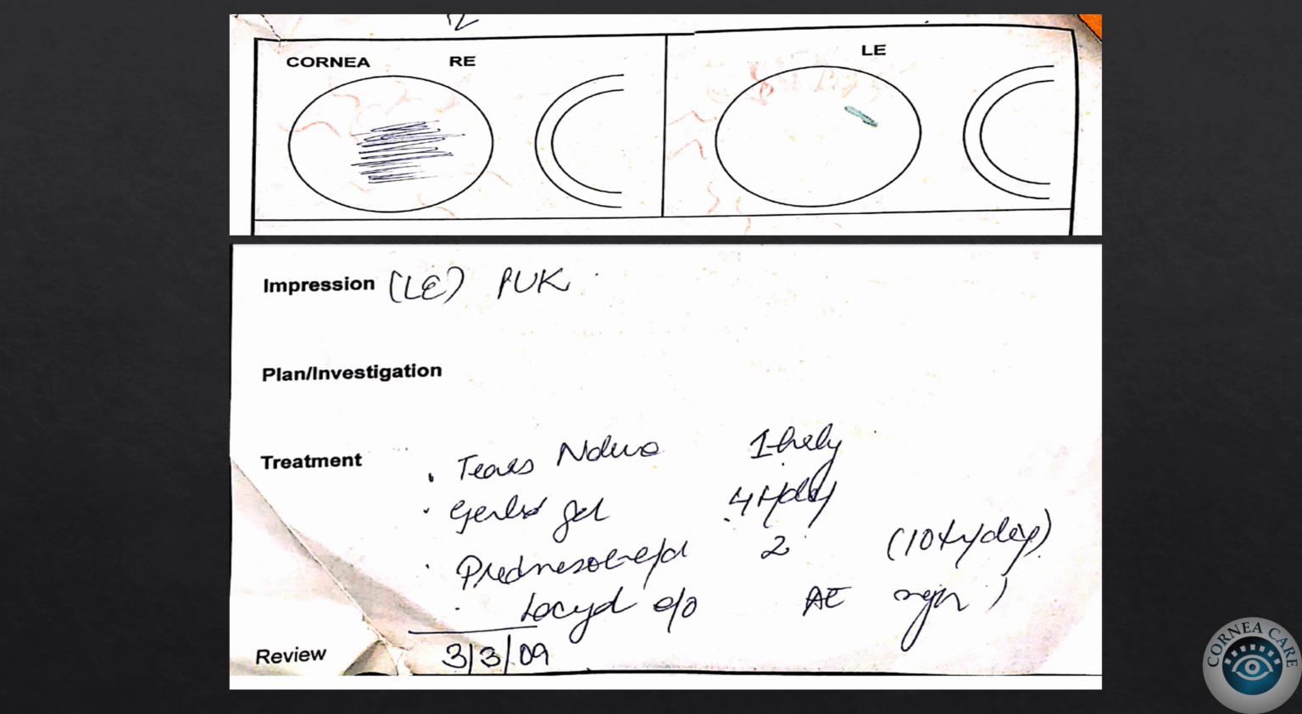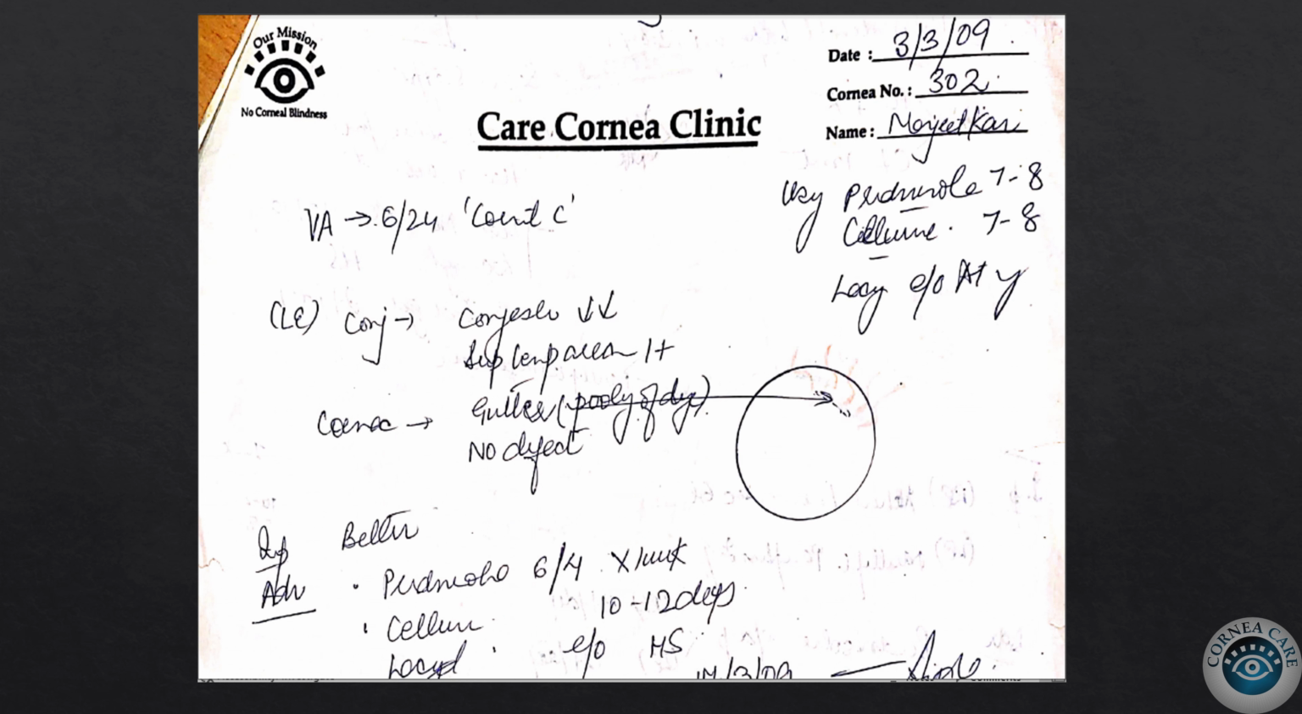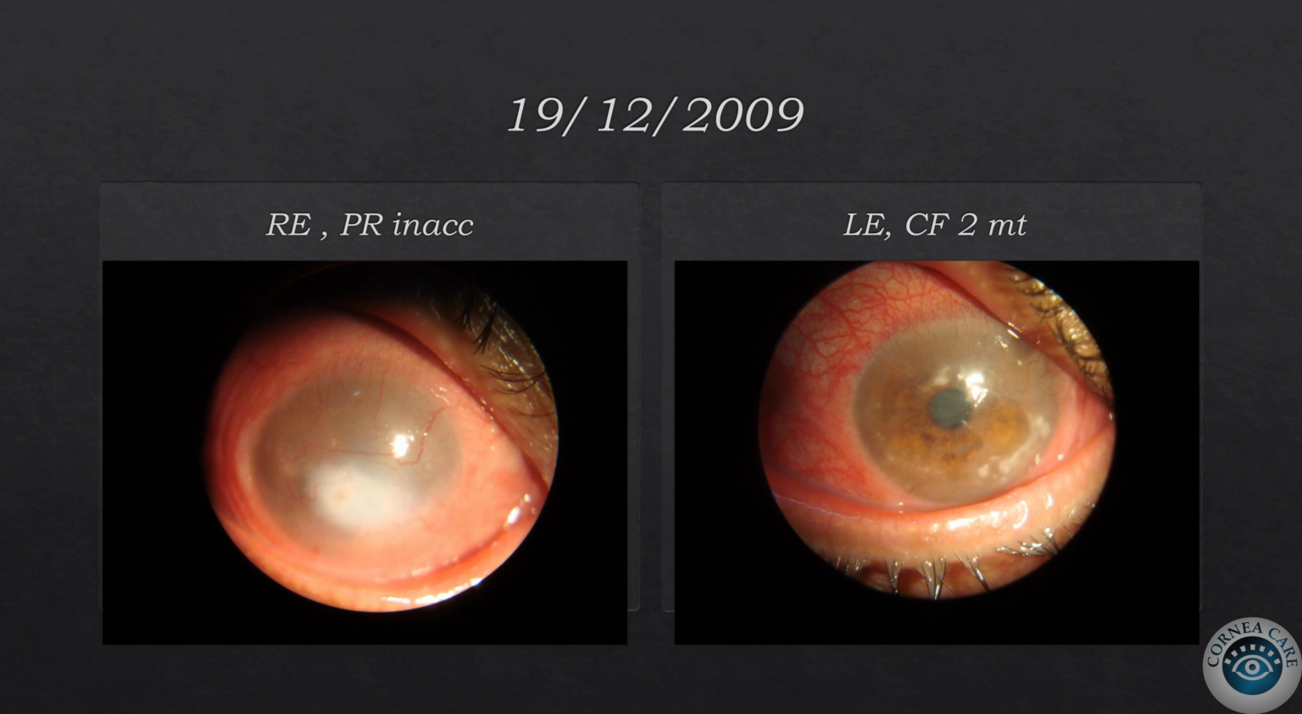I gave her intensive steroids. I kept the dose of steroids high as there was history of rapid worsening in the right eye 3 years ago. She was better after 3 days as defect healed. We started drug tapering and she did well for next 9 months. Then she came with another episode.